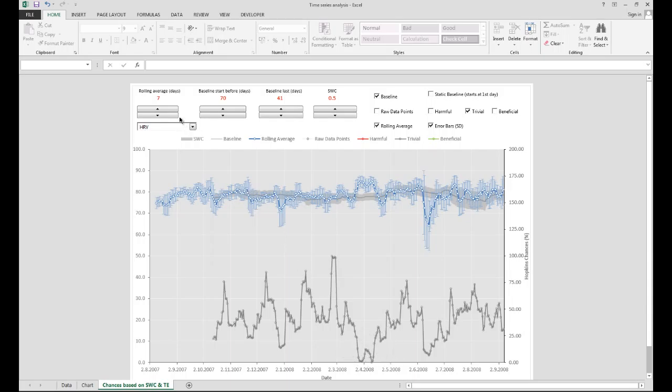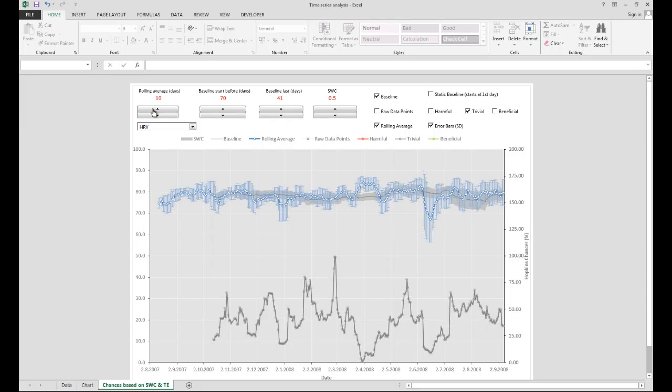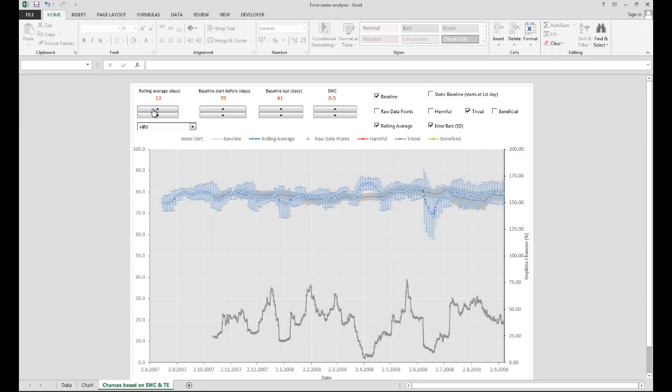One thing with this approach is that the way we set up the baselines and the rolling average is going to affect these harmful, trivial, and beneficial chances. So if I start playing with the rolling average, we can see this one is changing. Same thing with the standard deviation or the error bars.